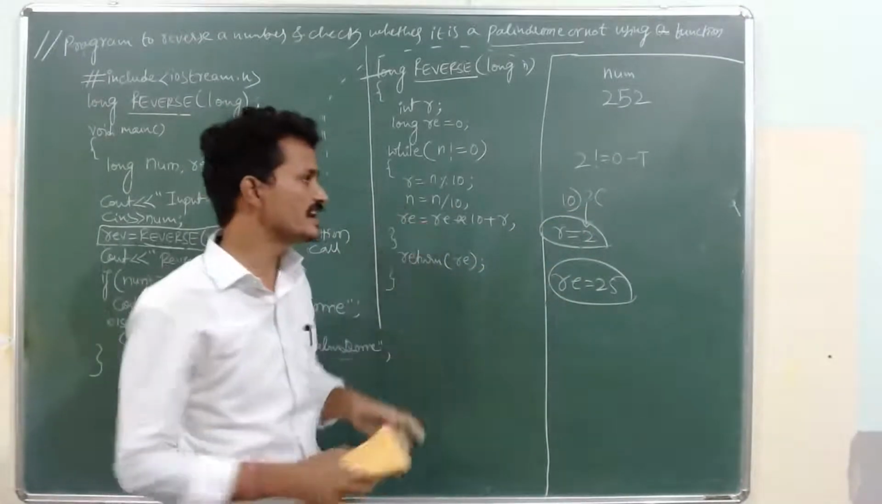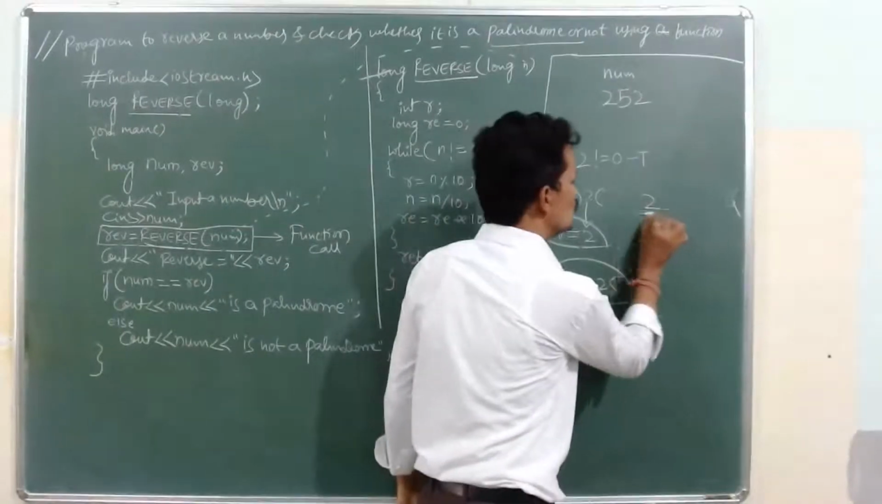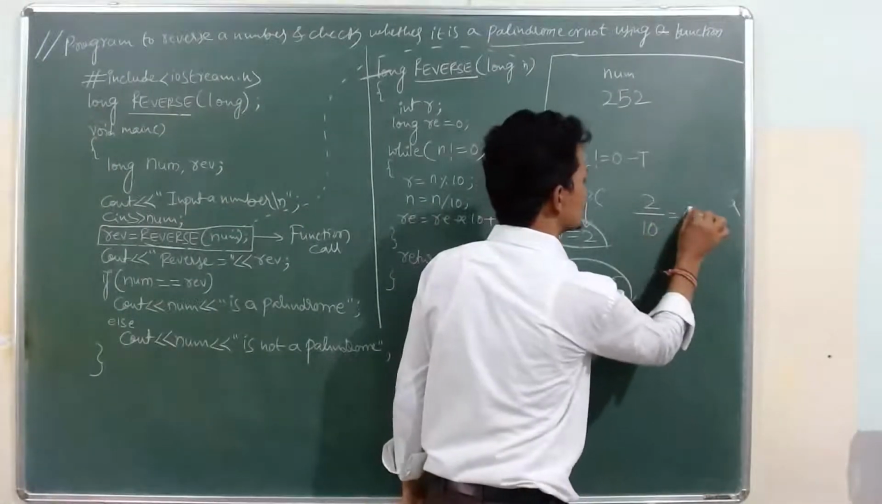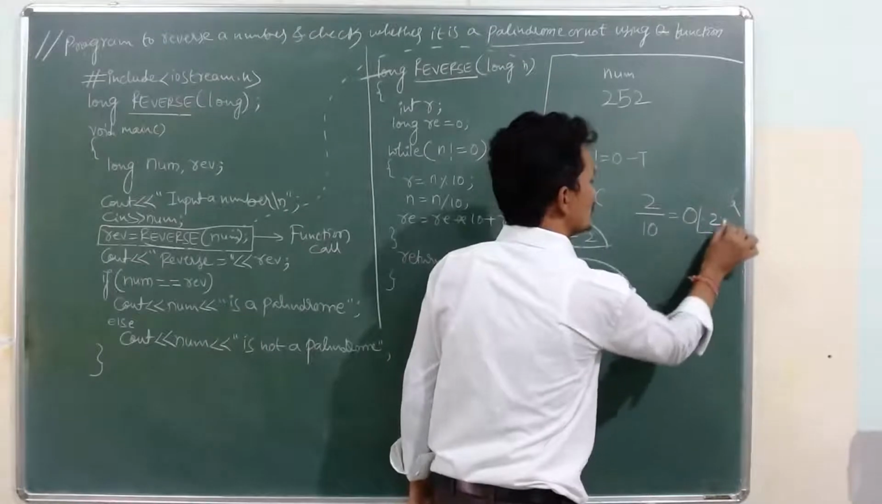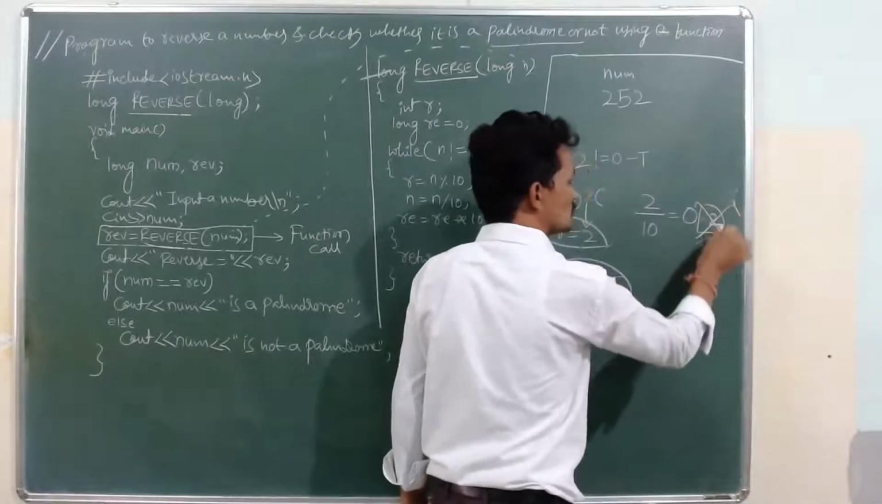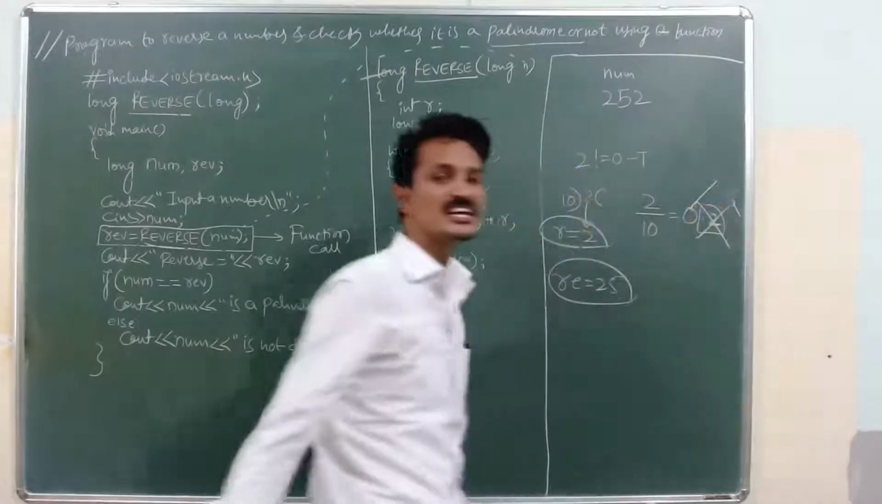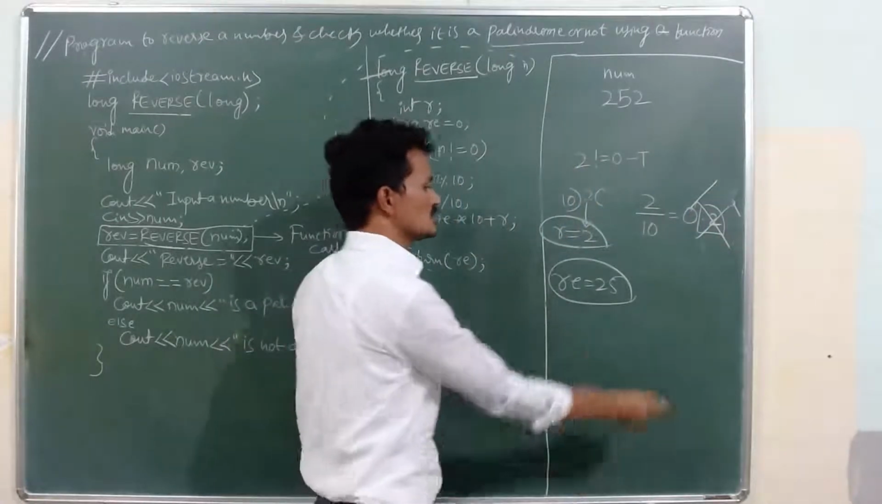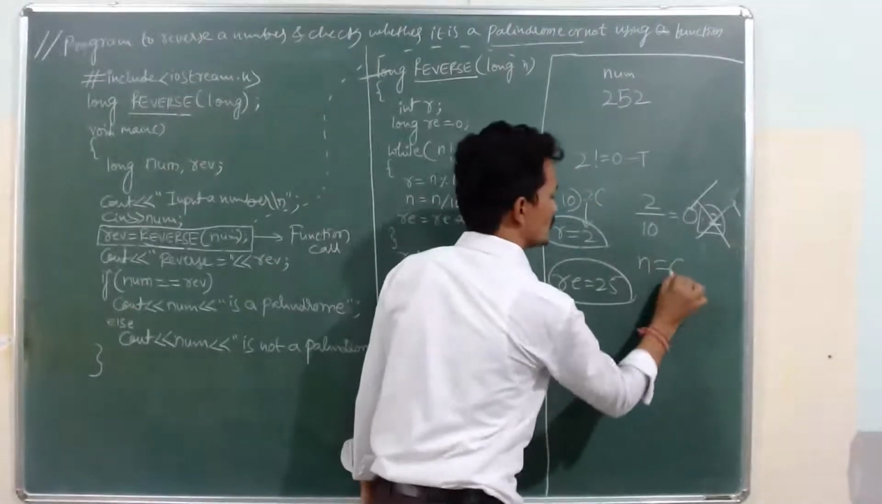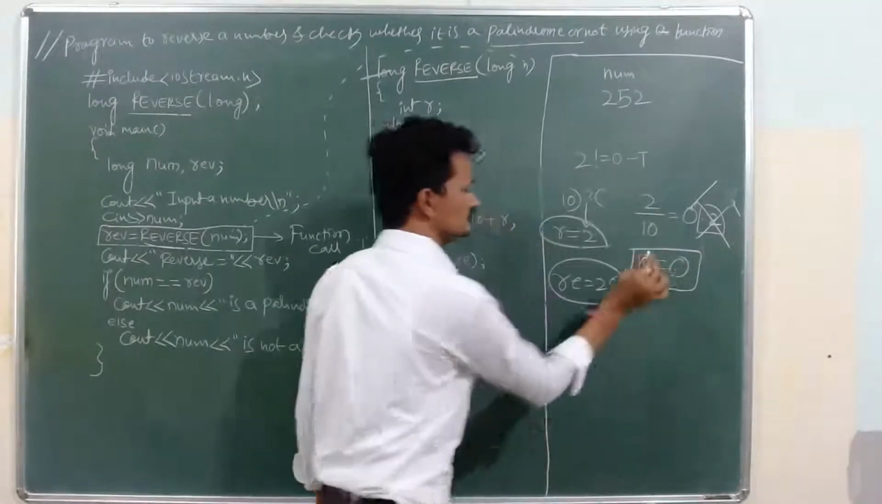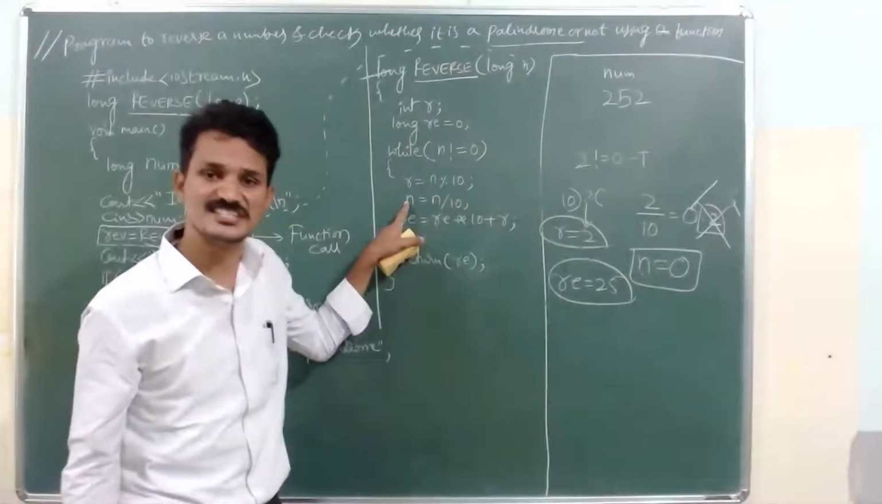n is equal to n divided by 10. 2 divided by 10 will give the answer as 0.2. So I am discarding the fractional part and considering only the integer part, that is 0. 0 is assigned to n.